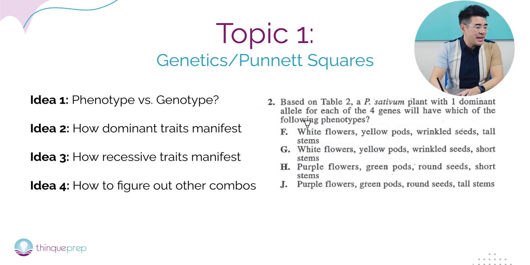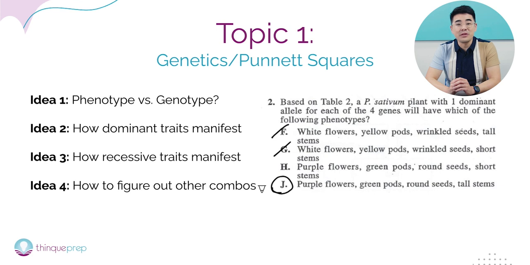So you can easily answer a question like this over here, right? Number 2. It says that the P. sativum plant has 1 dominant allele for each of the 4 genotypes. What will display? Between white and purple, purple's the more dominant trait. Between yellow and green, it's green, because that means they're undergoing photosynthesis and are getting a lot of food. Wrinkled and round, I think round makes sense. And between tall and short, tall demonstrates an evolutionary advantage. So we answered that question in 10 seconds without even looking at the table.